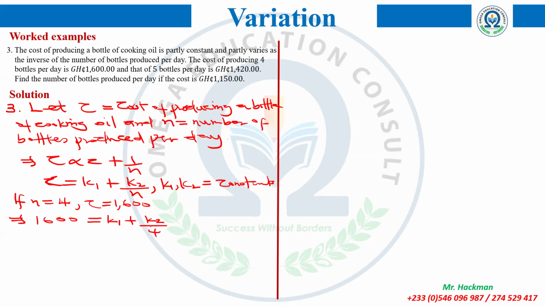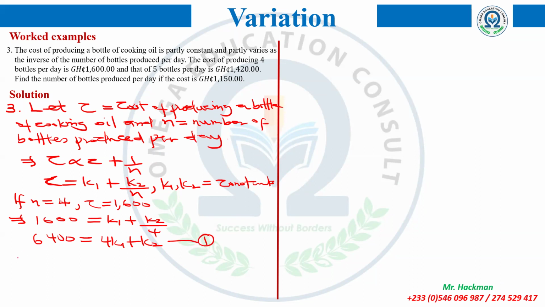So each of the tens multiplied by 4, I'm relying on you. So this times 4 will give us, my professors, are you there? Yes, please. So that will give us 6,400, is equal to 4K sub 1 plus K sub 2, all correct. So this cannot be reduced. So you label this as your first equation.